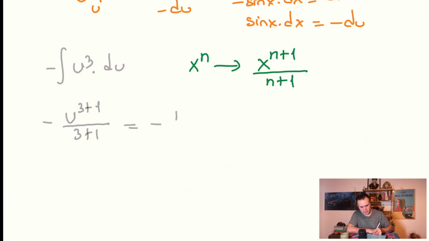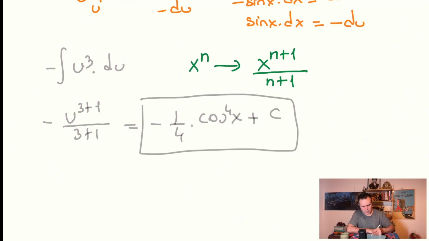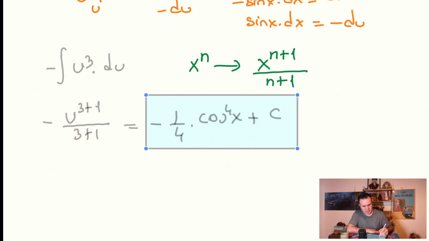Then the integral becomes minus 1 over 4 times u to the power of 4. But here cosine x is u, so we write cosine to the power of 4 x, plus c. We add a constant because the integral was an indefinite integral, so the answer is this.